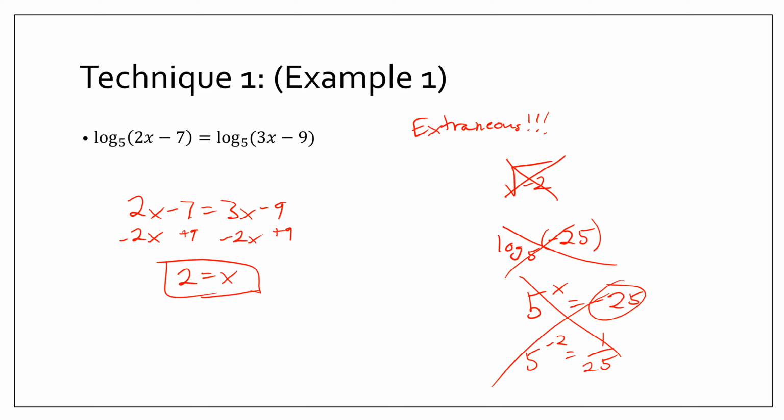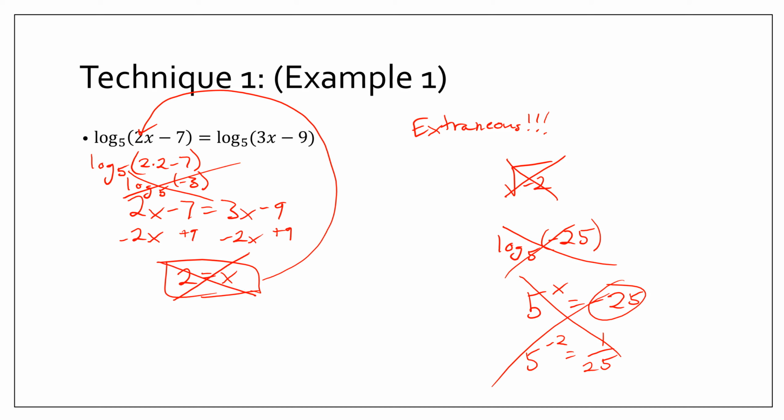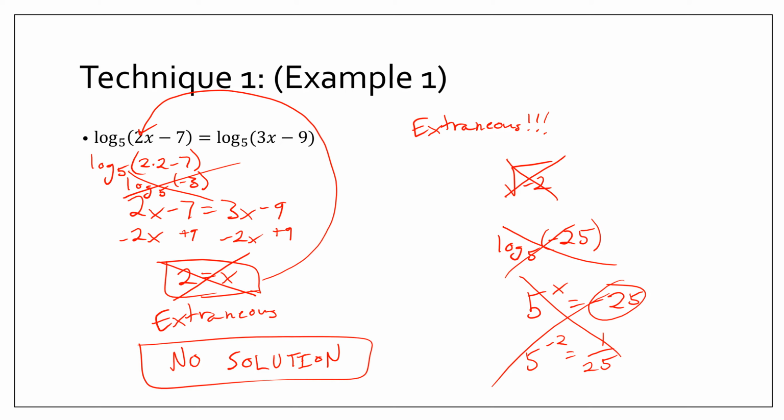So I need to make sure that when I plug this back in, it doesn't give me a negative under the logarithm. But look, if I plug it back in on the left-hand side, 2 times 2 is 4, minus 7, that's log base 5 of negative 3. This is no good because I have a negative under the logarithm. So this answer is actually extraneous. But that was my only answer, which means I have a no solution. Very unusual to get a no solution, but this one is a no solution.